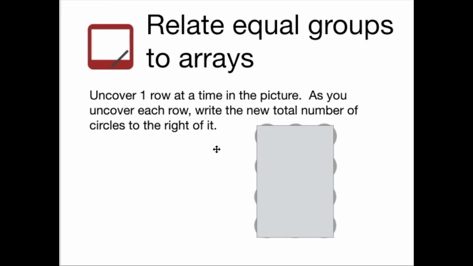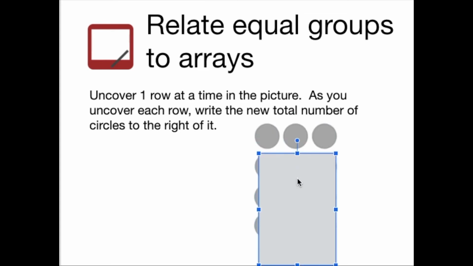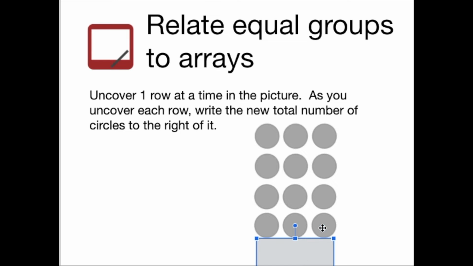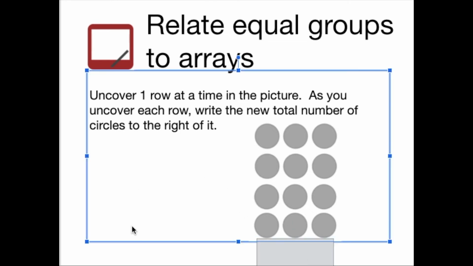Now I'm going to uncover one row at a time in this picture. As you uncover each row, write the new total number of circles to the right. So let's say it together instead of writing it. I'm going to uncover one row at a time. 3, 6, 9, 12. I have 4 rows, 3 in each row for a total of 12.